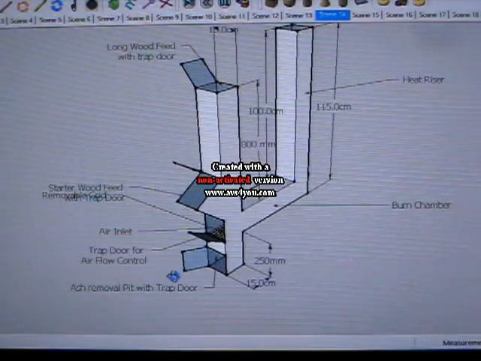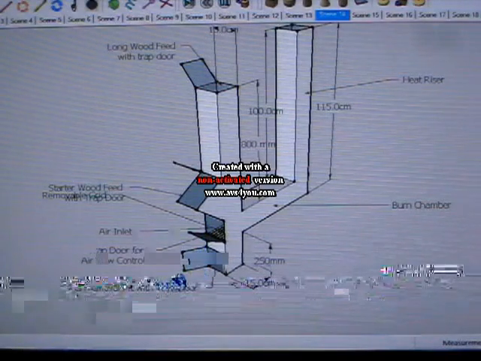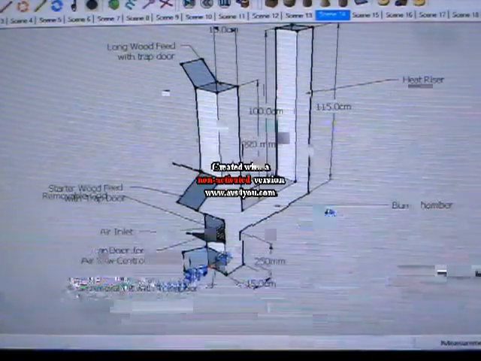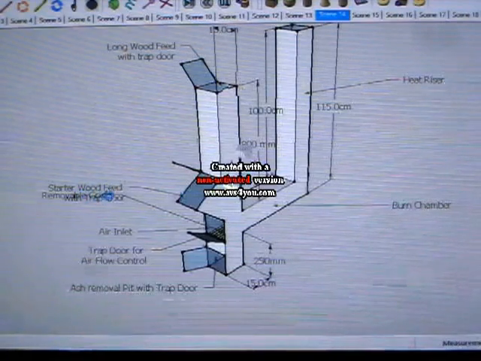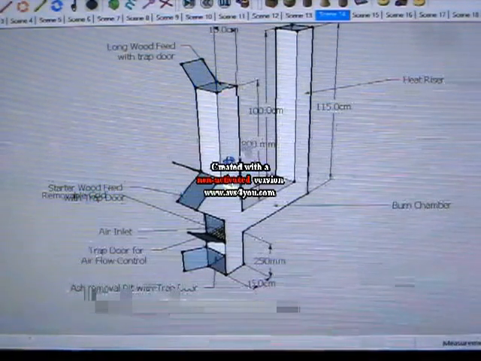It's basically the same as any rocket stove. It's got the feed chamber, it's got the air inlet and the ash removal pit and the burn chamber here and the heat riser. The only thing different about it is it's got two wood feed chambers, one long one here and one short one here.